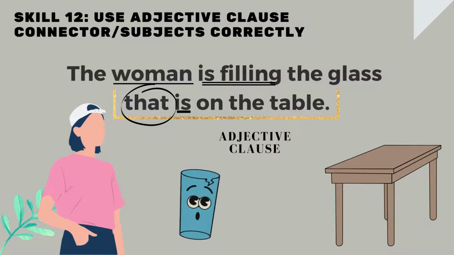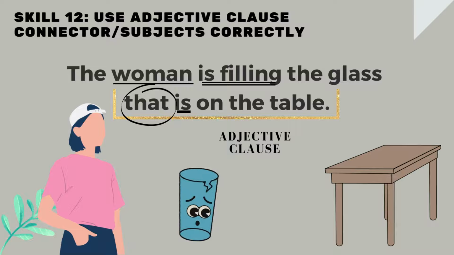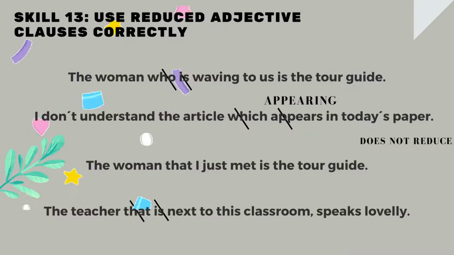Skill 12. Use adjective clause connector subjects correctly. In this skill, the adjective clause has no subject. For example, the woman is filling the glass that is on the table.